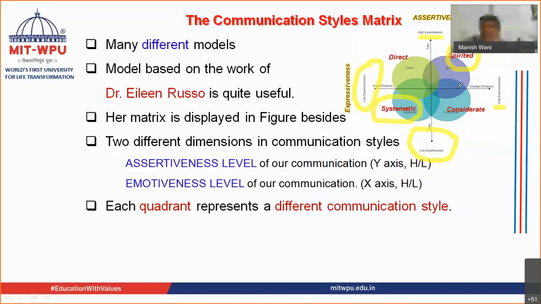Then you have someone who is high on emotions, but low on assertiveness. This type of people are known as considerate. That type of communication is known as considerate communication. So, two dimensions, the dimension of assertiveness and the dimension of expressiveness.